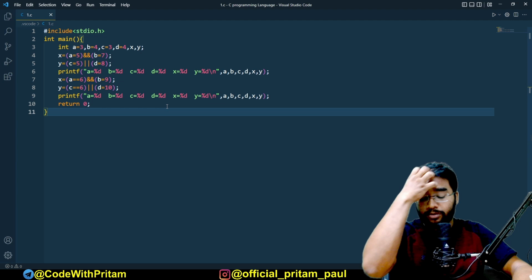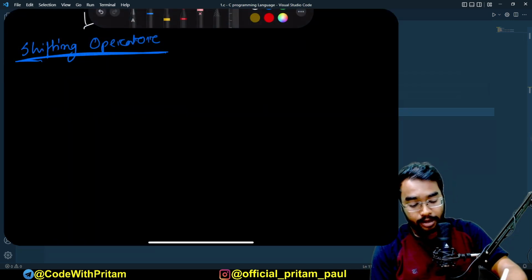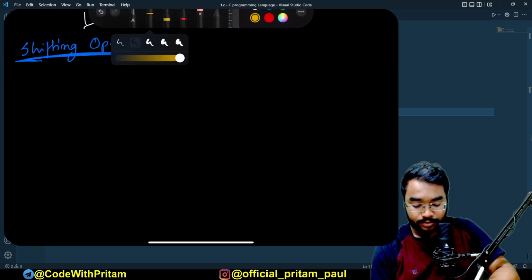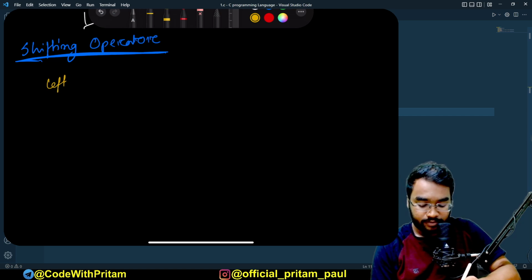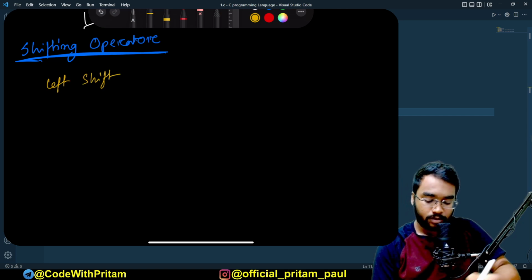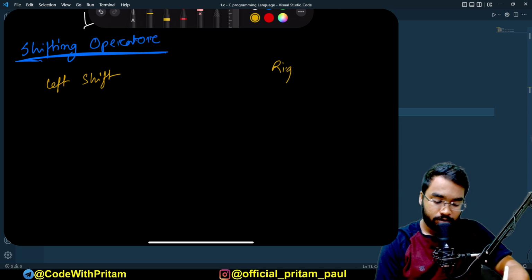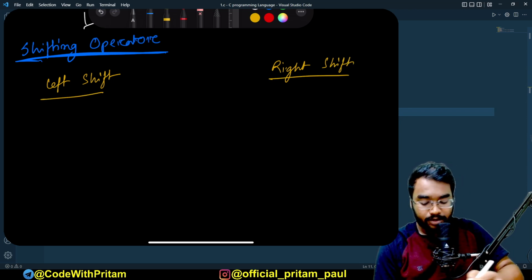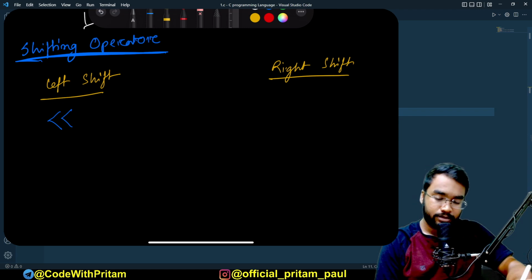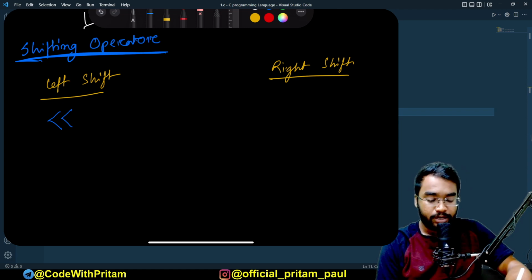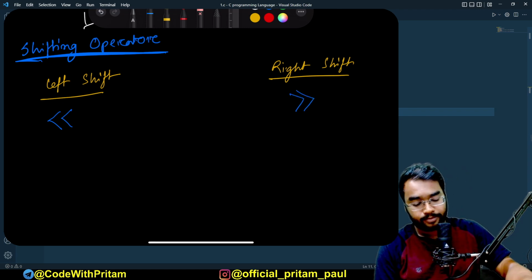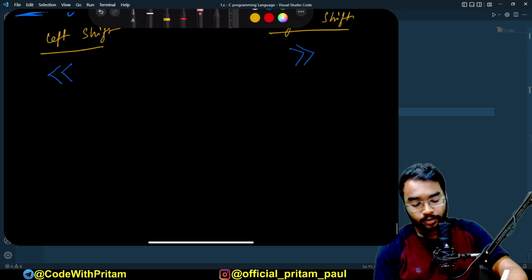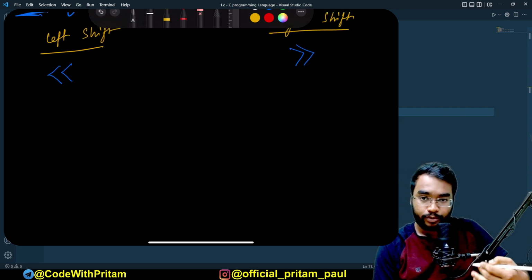Now let's talk about the shifting operator. There are two shifting operators. The first one is left shift, another one is right shift. Left shift has been denoted by double less than, and right shift has been denoted by double greater than. Okay, now how are they actually going to work?